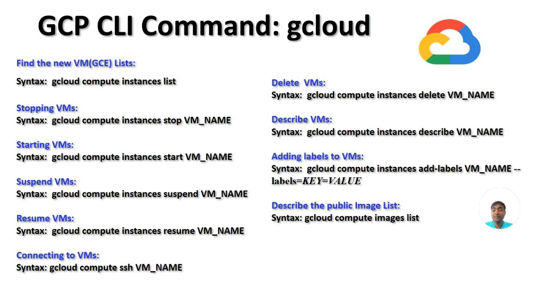If you want to add a label to the VM, then use a command like gcloud compute instances add-labels VM name, double hyphen labels, key and values. If you want to find the public image list, then use the command gcloud compute images list.